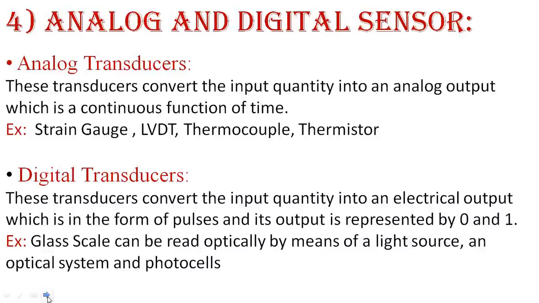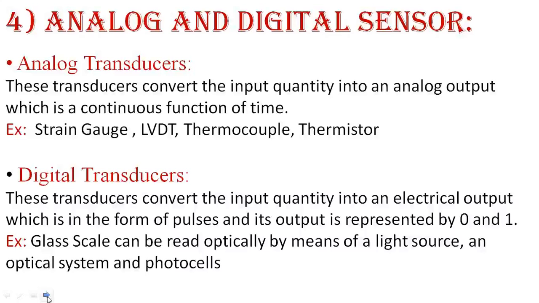Second one is the digital transducer or sensor. These transducers convert the input quantity into an electrical output which is in the form of pulses. Its output, or those pulses, is represented by 0 and 1. For example, a glass scale can be read optically by means of a light source, an optical system and photocells. These are the examples of the digital transducer or sensor.